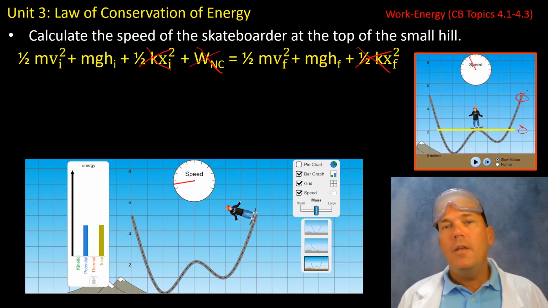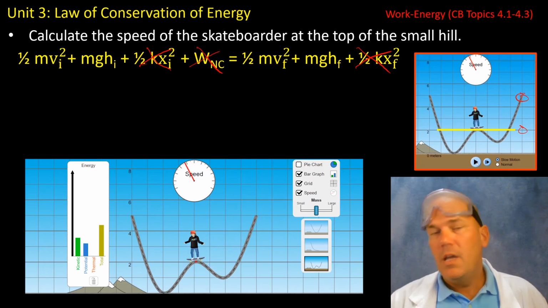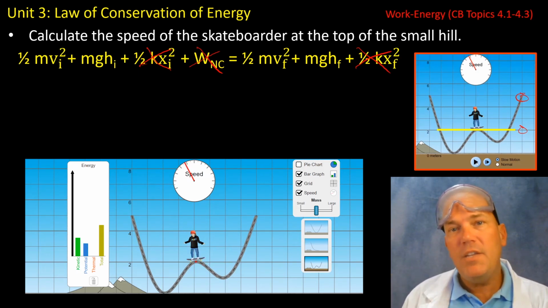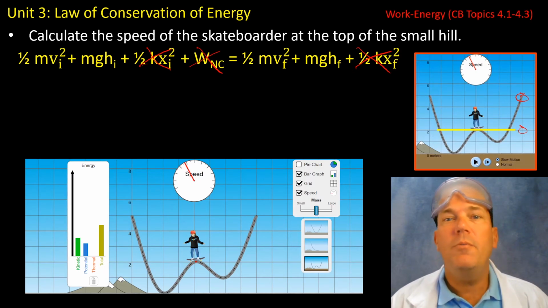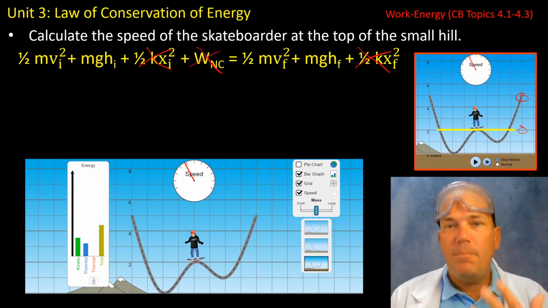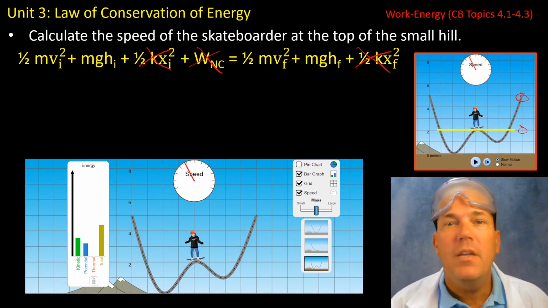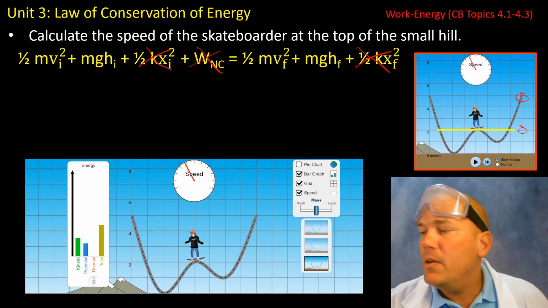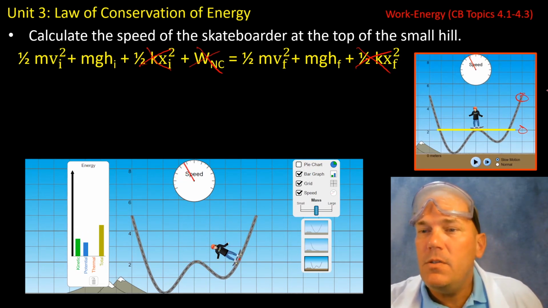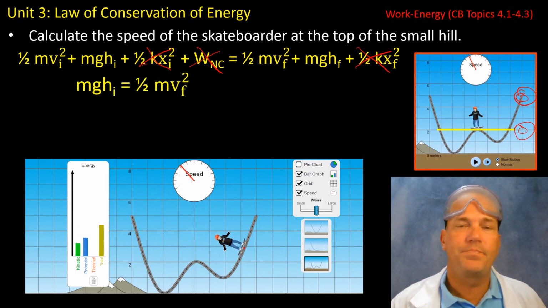And remember, because we're dealing with conservative forces, in other words, the force of gravity and gravitational potential energy, we're dealing with an independent path. It doesn't matter the path taken. It doesn't matter if the skateboarder went through a loop-de-loop. All that matters is our height initial here and our height final. That's it. Look how easy this becomes.